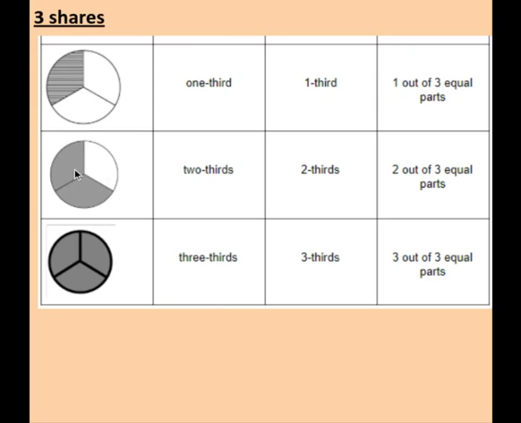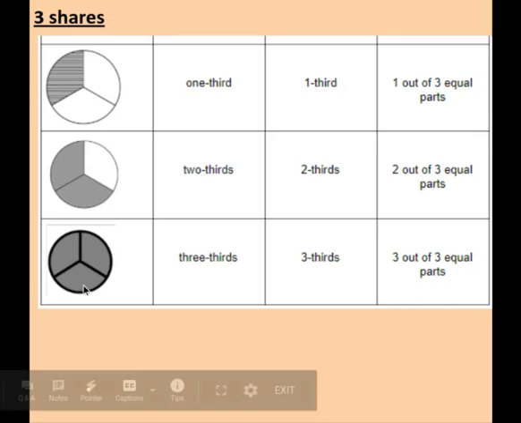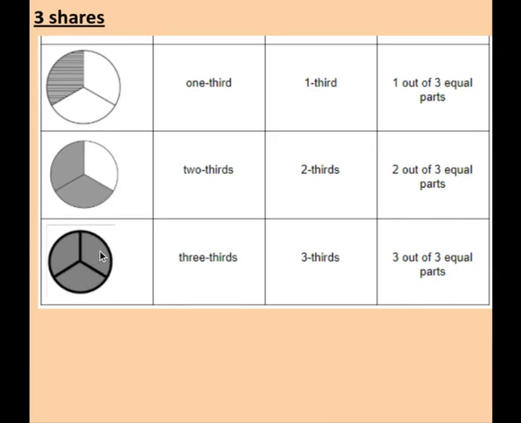If I want to look at 2 of my shares, I could say that's 2/3 or 2 out of 3 equal parts. 1, 2 out of 1, 2, 3 equal parts. If all of my parts are colored in, I could say that's 3/3 or 3 out of 3 equal parts. 1, 2, 3 out of 1, 2, 3 equal parts.